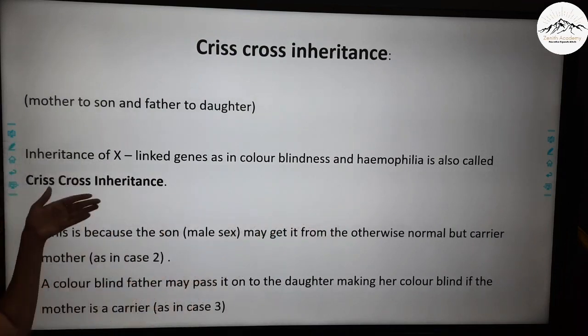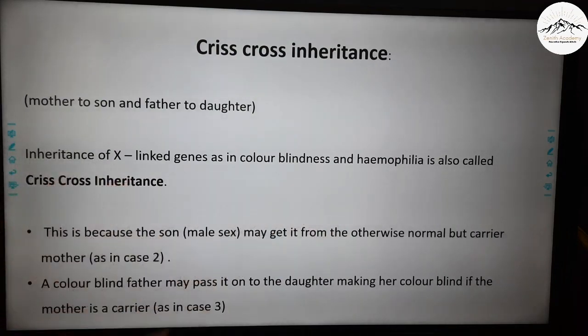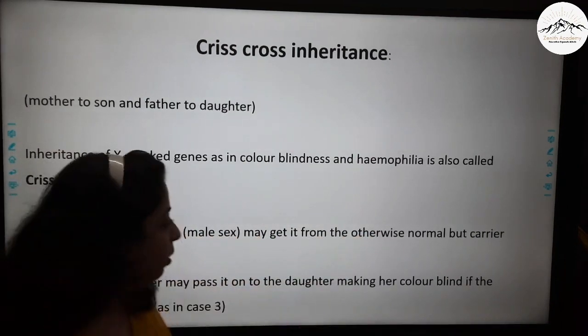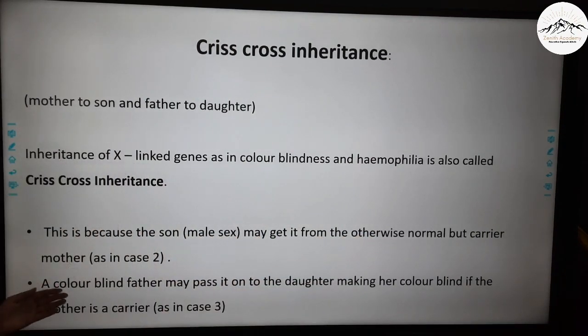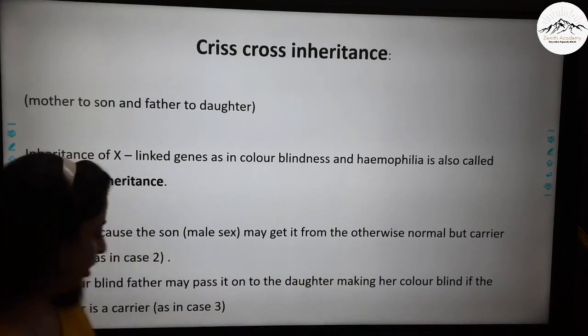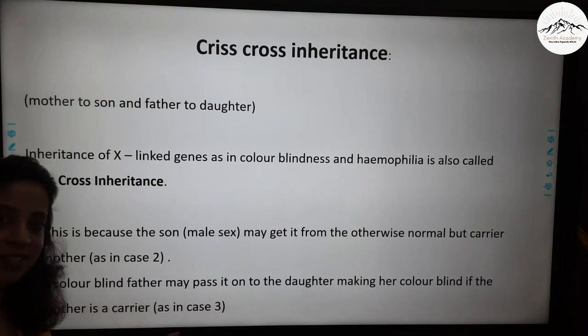Now this is called crisscross inheritance. This I have already told you, because the son may get it from the otherwise normal but carrier mother, and a colorblind father may pass it to the daughter, making her colorblind if the mother is a carrier, as in case 3.